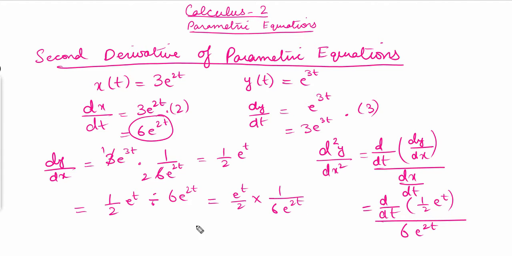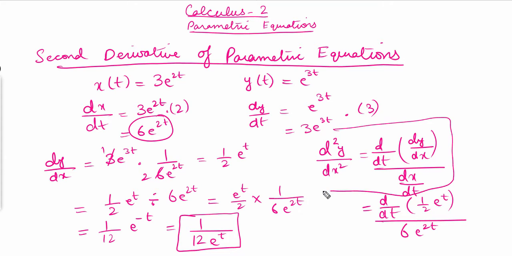So it will become equal to 1 over 12 e to the power of negative t. So that will be the answer. So we can write it as 1 over 12 e to the power of negative t. That's the double derivative of our parametric equations. So you have to keep in mind this formula in order to take the double derivative of the parametric equations.